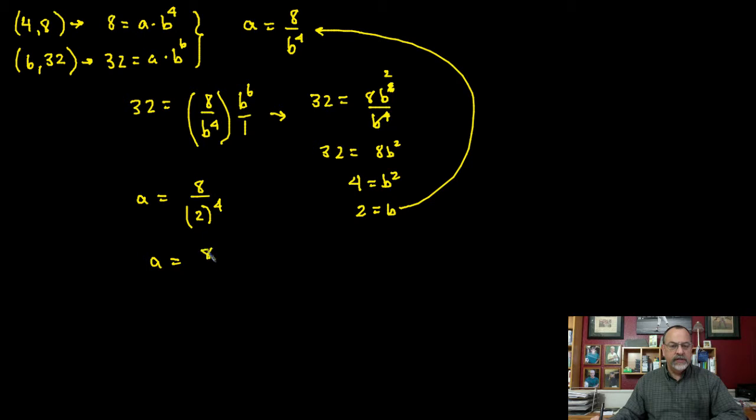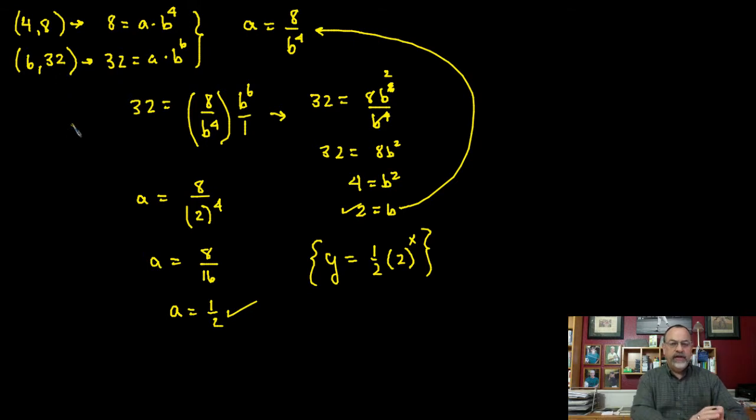So a is equal to 8 over 2 times 2 is 4, times 2 is 8, times 2 is 16. So a is equal to 1/2. So I have my a value, I have my b value. So the algebraic model then that represents this is y equals the a value, which is 1/2, times b to the x. This is my algebraic model that contains these 2 points.